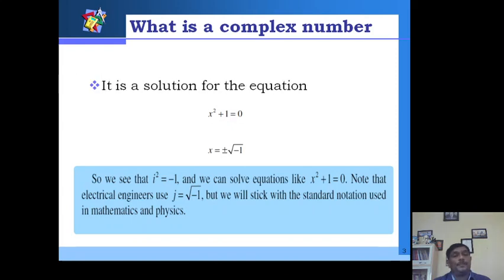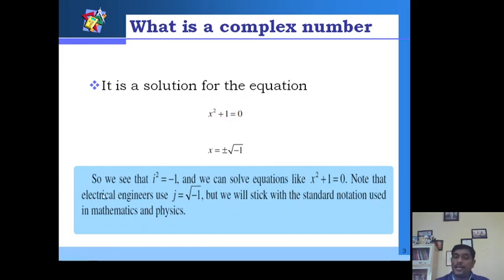What is a complex number? You know that a quadratic equation can be in the form x squared plus 1 is equal to 0. If you solve this, then you get x is equal to plus or minus root of minus 1. In the real number system, we don't have a value for the root of minus 1. In this problem, we say that i squared is equal to minus 1, so root of minus 1 can be represented as i.